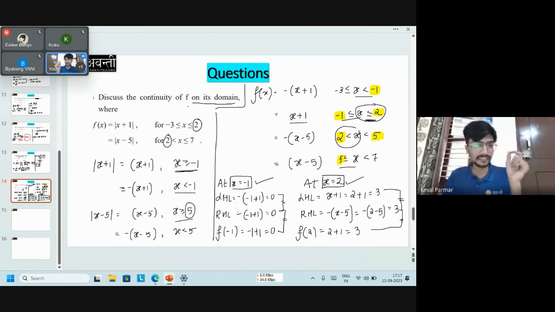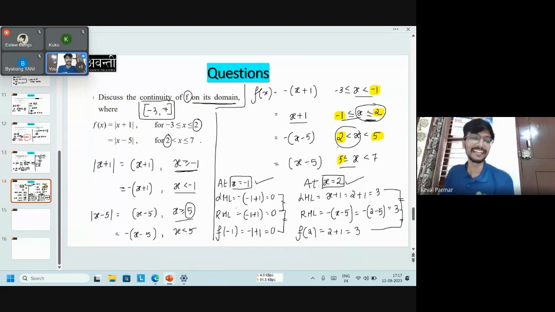My final answer will be: the function f is continuous on its domain, where the domain is from -3 to 7. Got it? I hope it is clear.